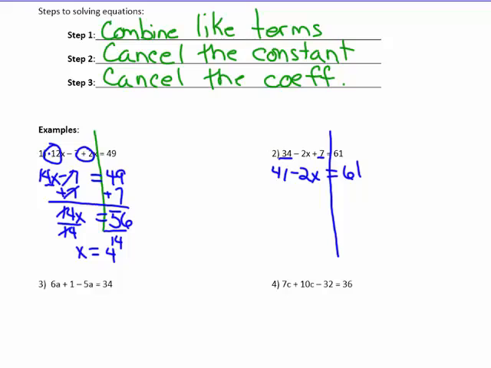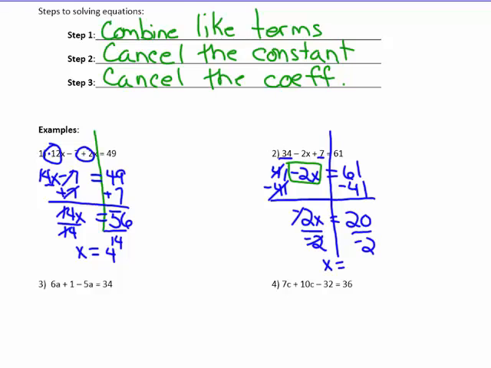Now I need to cancel 41. It's a positive, so the opposite of that is negative, which is subtraction. So the 41s cancel. Now when I bring this down, I have to bring the sign with it, the sign that's in front of it. So this is going to be negative 2x equals 20. Now I still have to get x by itself. I have to divide by negative 2, right? That negative sign has to come. So 20 divided by negative 2 is negative 10.